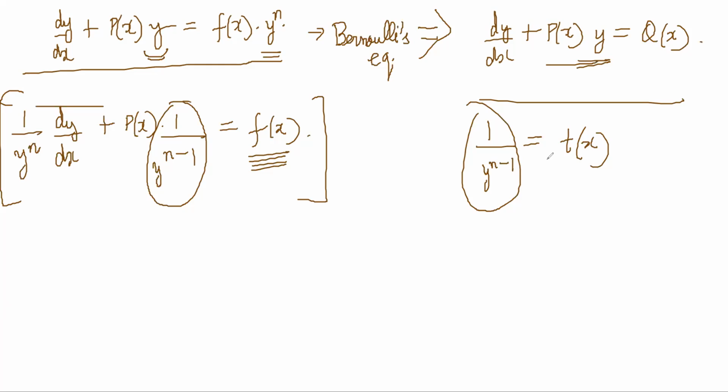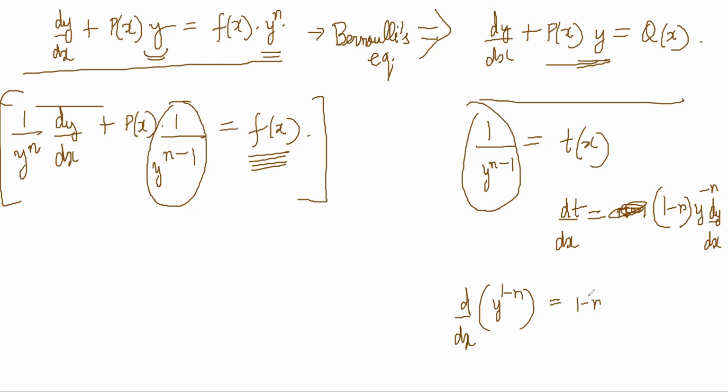If this is my new function, notice that dt/dx is equal to, this is y to the power minus (n-1), so 1 - n. One second, y to the power 1 - n it is. So 1 - n into y^(-n) will come, and dy/dx will also come, no? Basically the differentiation of y^(1-n) with respect to x is equal to (1 - n) y^(-n) dy/dx, right?